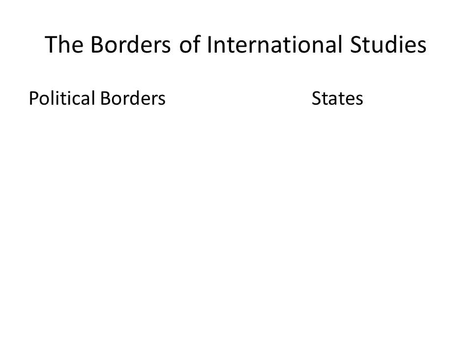So we need to break down this concept of borders of international studies. I think it's a very helpful way in which to look at it. And there's several borders we want to talk about. First of all, let's talk about political borders. And when we talk about political borders, we're really talking about states. That's what political borders form.